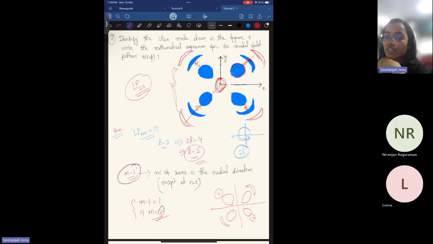This M-1 rule comes from how the Bessel function crosses the x-axis, right? Yes, you are correct. These are based on the Bessel functions, on how the Bessel function behaves in the phi direction and in the r direction. Using the profiles, we have condensed it into a formula: M-1 for the radial direction and 2L for the phi direction.